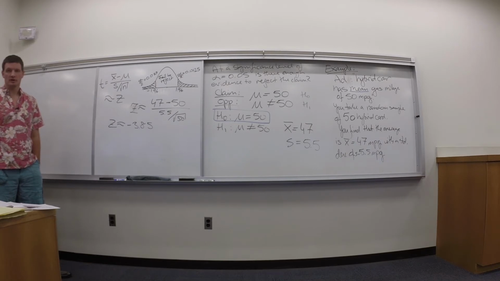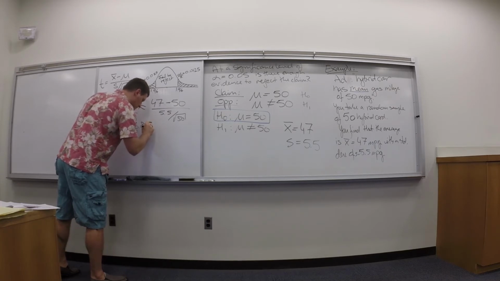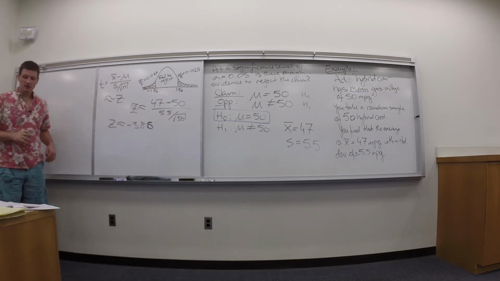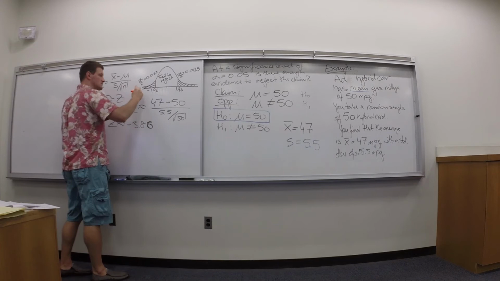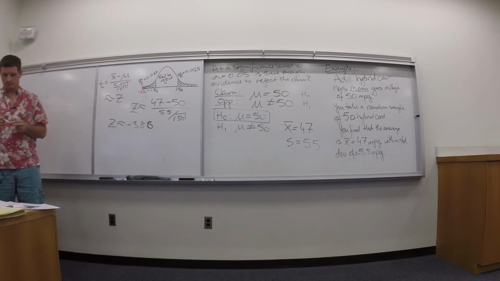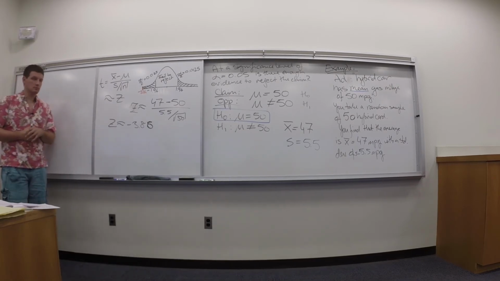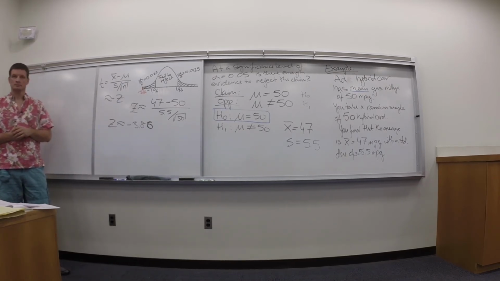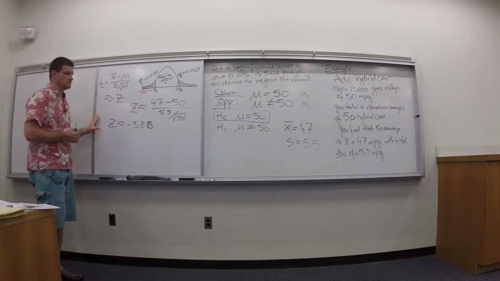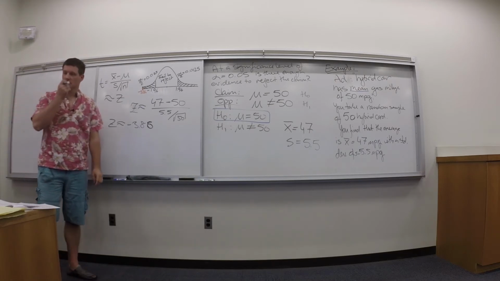8.6. Well, if it's above, the next digit is above 8.6. Okay. Where is negative 3.86? Negative 3.86 is right here. So, what's our answer? It rejects it, right? What do we reject? The claim that the mean is 50. Exactly.